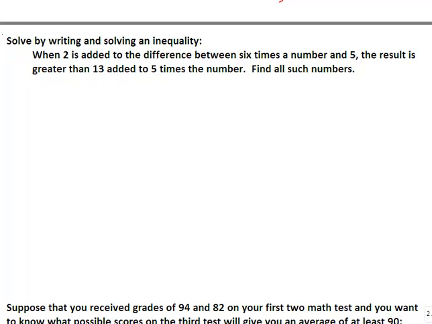Okay, to finish off, we're going to do a couple of word problems here. The first one is a translation problem that we're going to solve. So the question says, when 2 is added to the difference between 6 times a number and 5, the result is greater than 13 added to 5 times the number. Find all such numbers. So this is kind of a messy one.